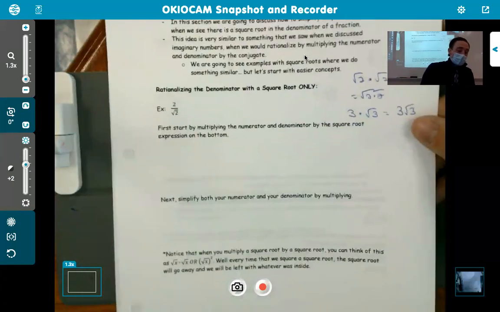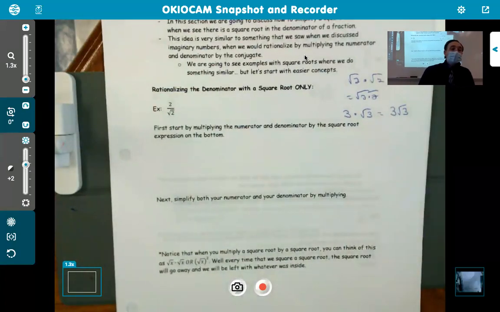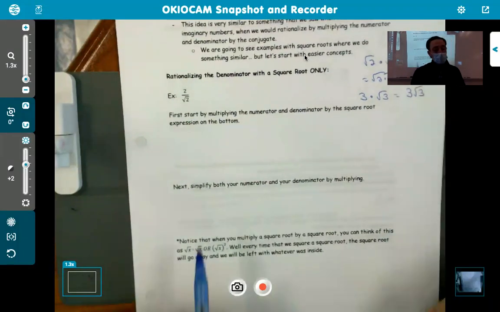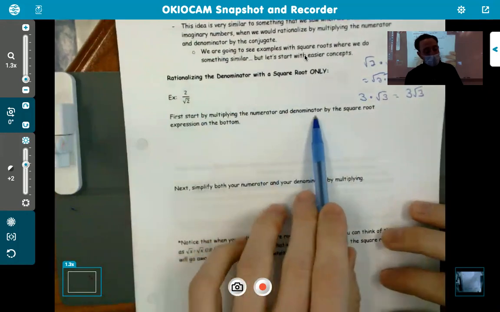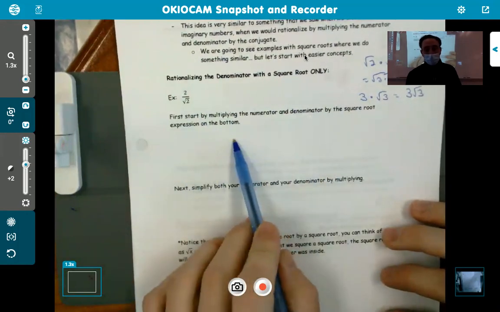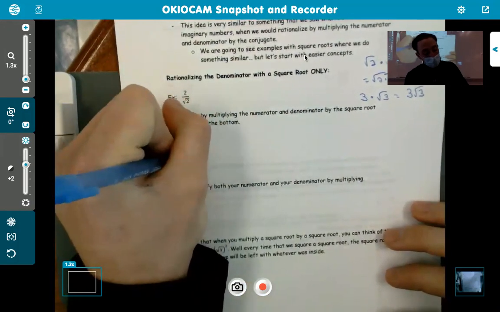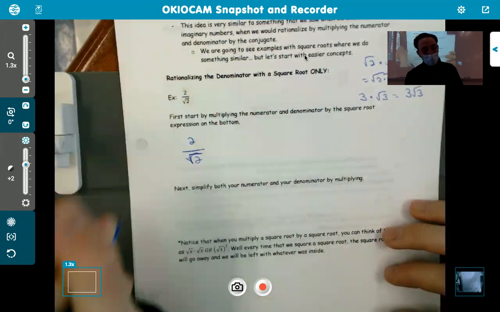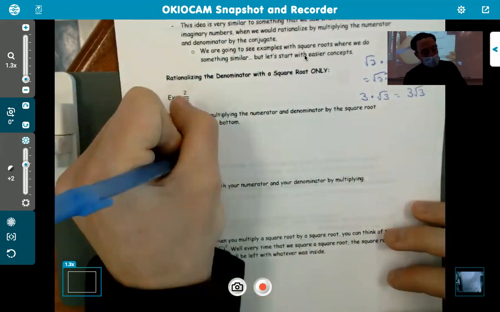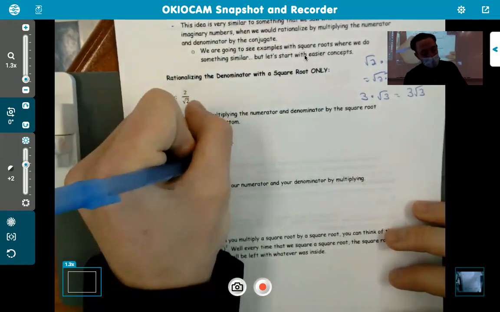Okay. So the first problem that we might see is rationalizing a denominator, and I just have a square root down there. So there's no expression. There's no constant term being multiplied by it. It's just a root by itself. All right. And very similar to what we've seen before, the first thing I'm going to do is multiply the numerator and denominator by the square root expression. All right. So I'm going to take 2 over the square root of 2, my original problem here. And I'm going to multiply top and bottom by the square root of 2.